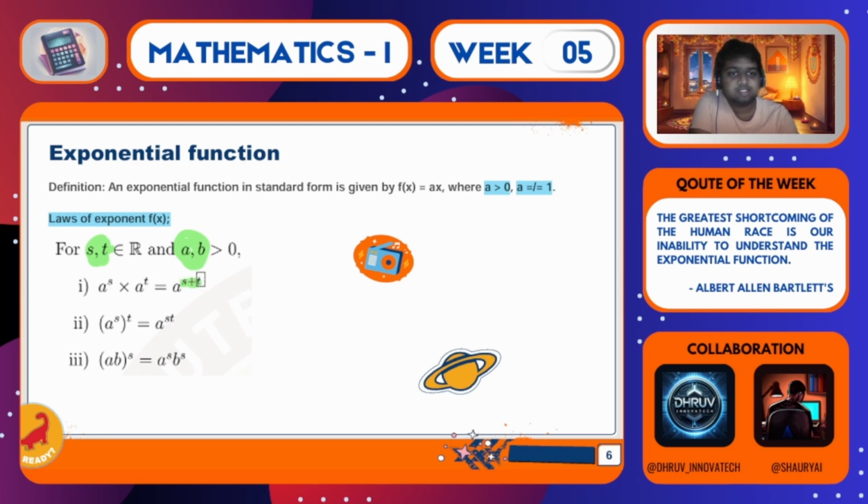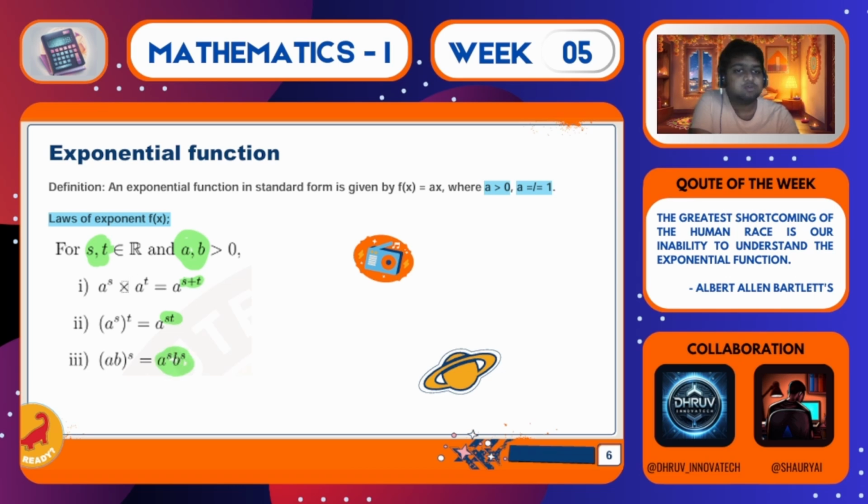Then when a base has a power which is again raised to some power, the exponents are to be multiplied. And when a product of bases is raised to some power, you can split the product into multiplication and the power gets split.